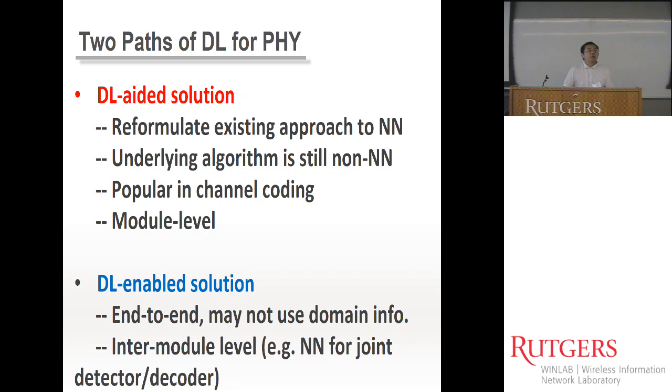Currently, we need to use turbo operations, with a soft output detector and a soft output decoder giving soft feedback to the front end detector. So actually we can replace the joint decoder and detector together with a new neural network. That is another example of the deep learning enabled solutions.